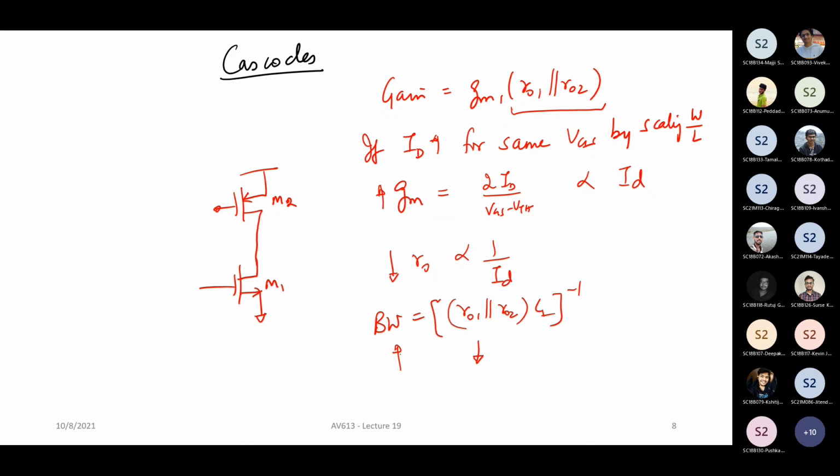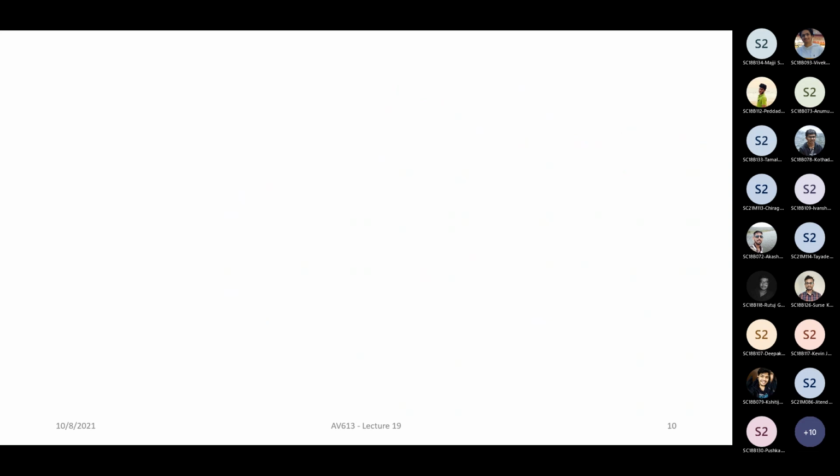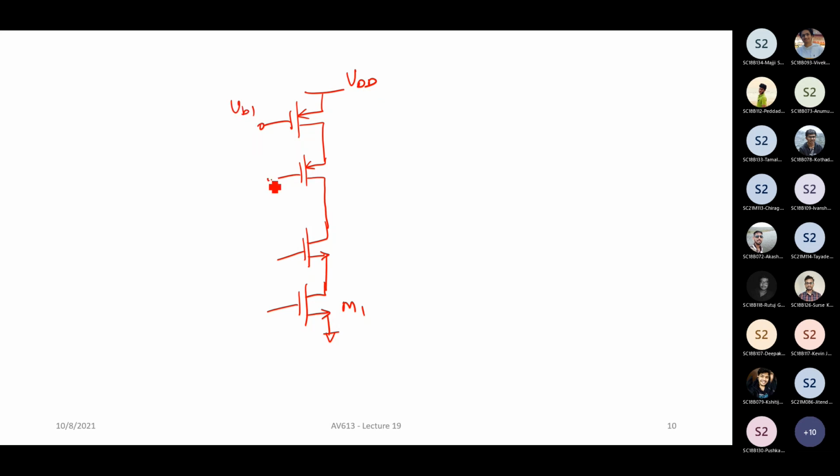Now, how do you increase it? You have to only deal with this Rout factor. Now, how can you increase the Rout? We know how to increase Rout in a current mirror, which is by cascoding. So what I can do is basically to say, okay, this is my M1. I'm going to cascode my M1, and the same way I have my M2, I'm going to cascode my M2. So this is VB1, this is VB2, this is VB3.